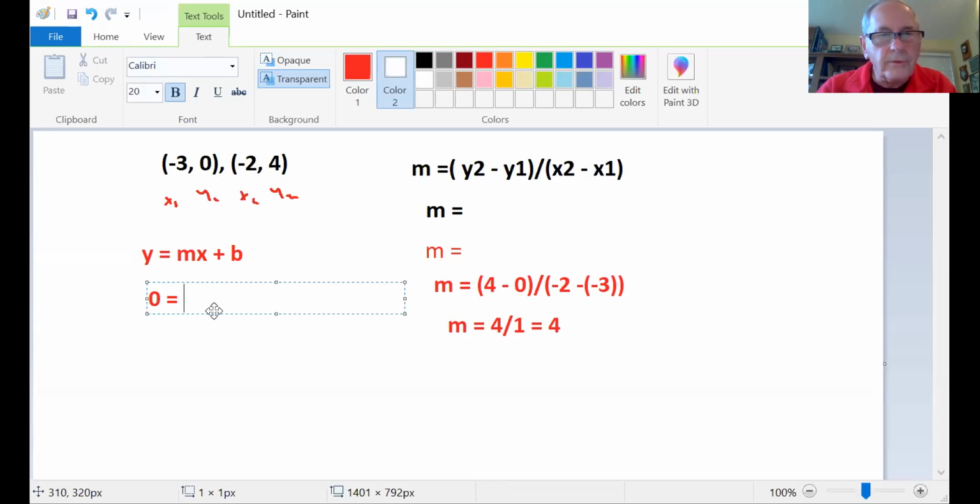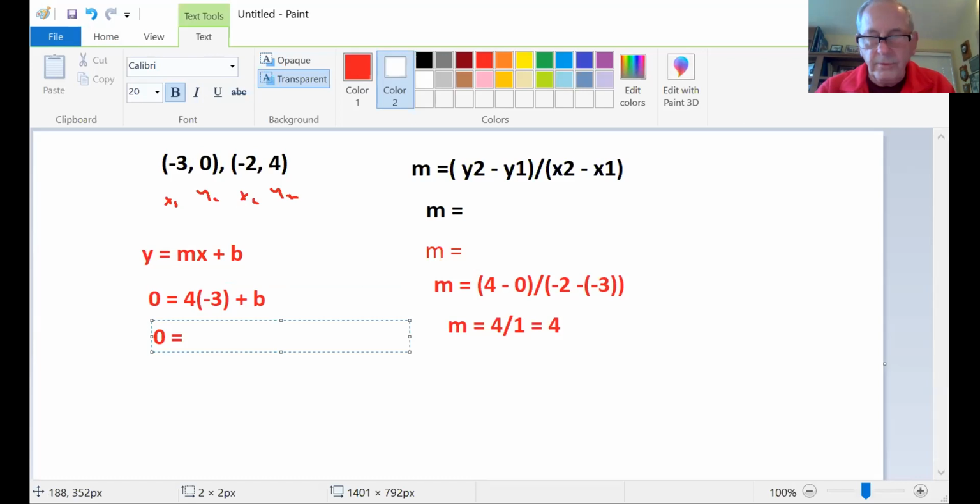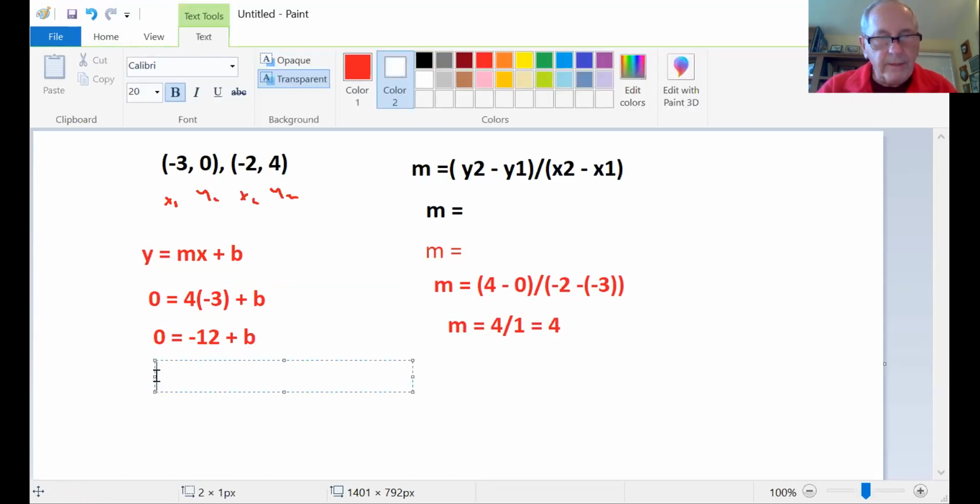So that's equal to m, we said, was 4. We figured it out. And x in this particular case is minus 3, right? And that's going to be plus b. And now we're just solving for b, right? So now we've got 0 is equal to minus 12 plus b. We have to add 12 to both sides so we can get b by itself. I'm going to flip it around, and so b ends up being equal to 12.